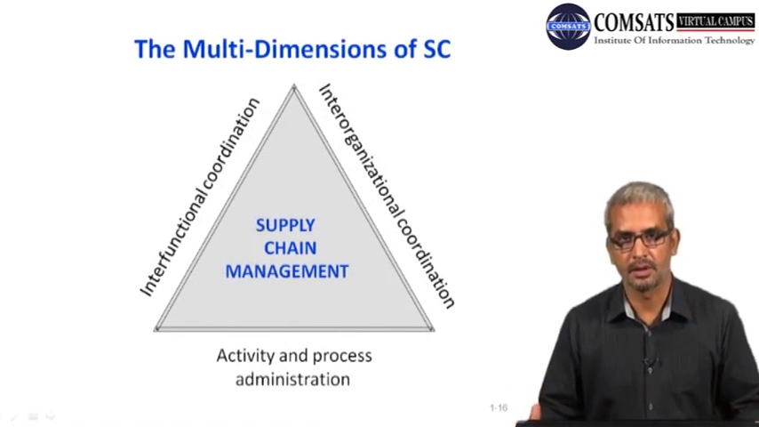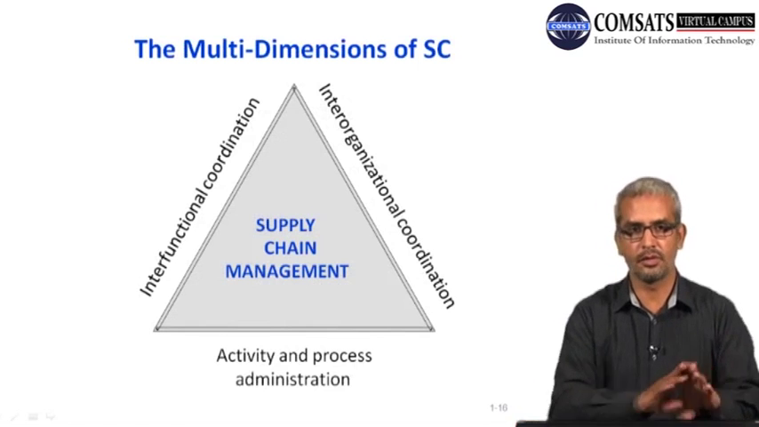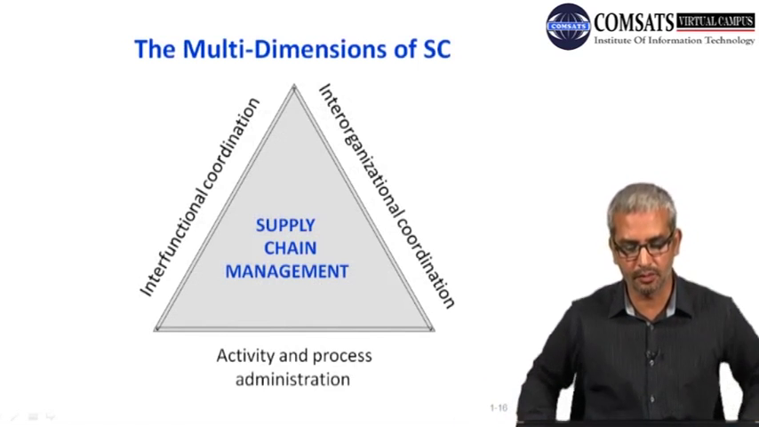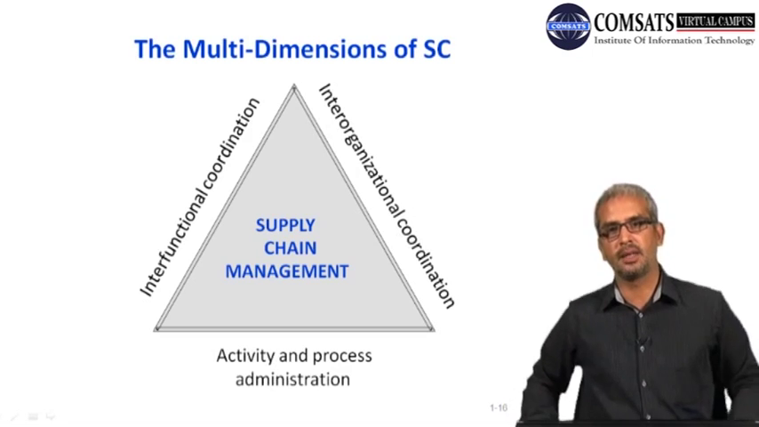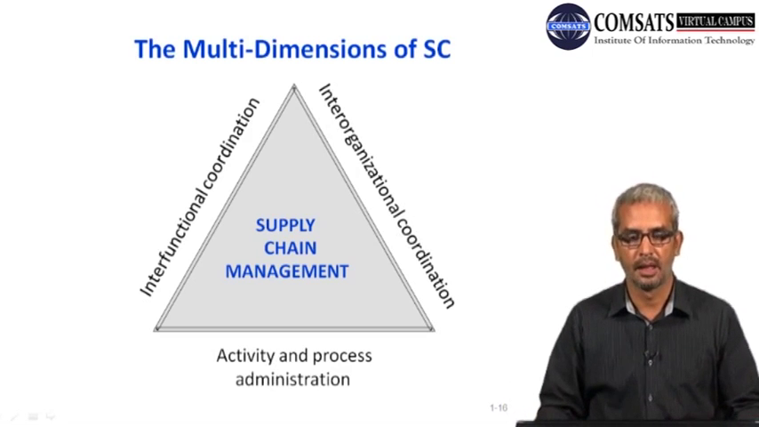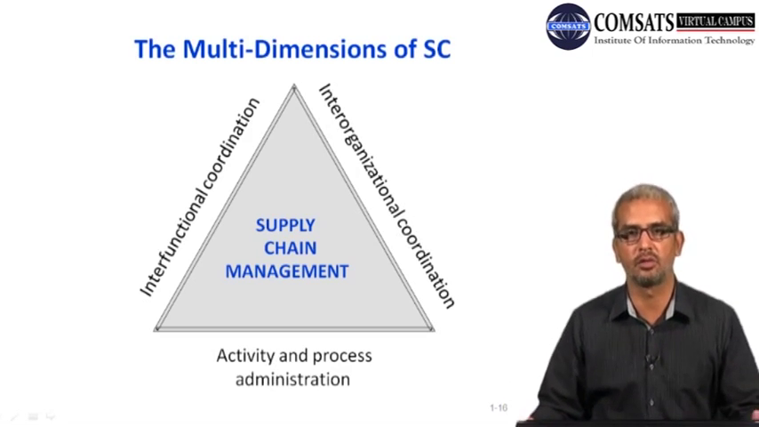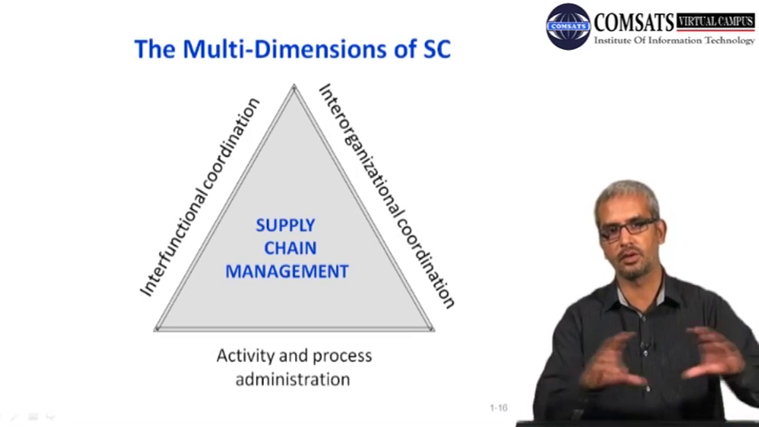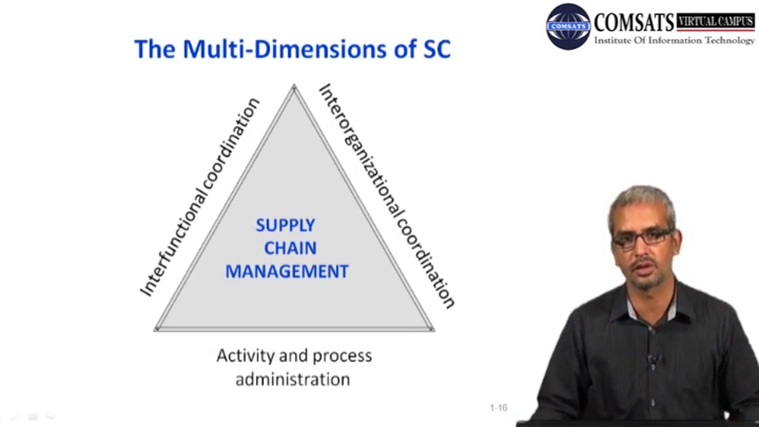Supply chain is a multi-dimensional process. We have discussed that in various ways, but let's discuss it one more time. Supply chain management is like this triangle. One side of this triangle is interfunctional coordination. In the last reality slide we saw that 47% of firms are focusing on that.